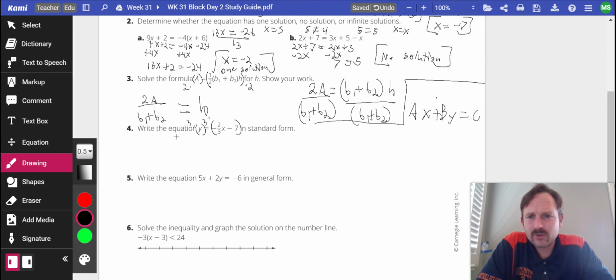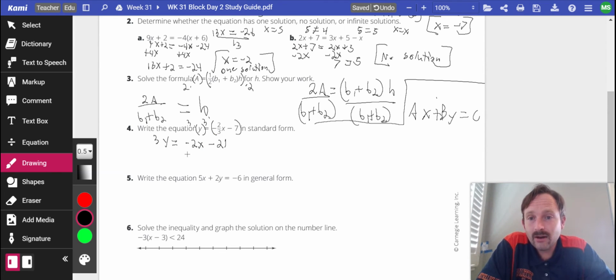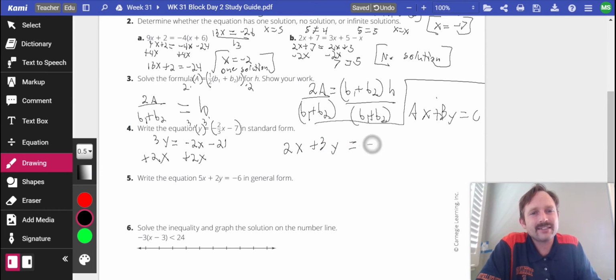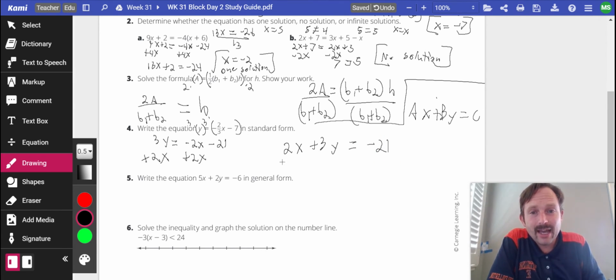If we multiply by 3 on both sides, we'll get 3y is equal to 3 divided by 3 is 1, so this is negative 2x. 3 times 7 is 21, but it's 3 times what? Not 7, but 3 times what? So we're going to minus 21 instead. If we add 2x on both sides, using the addition property of equality, we'll get 2x plus 3y is equal to negative 21. Done. That's standard form.